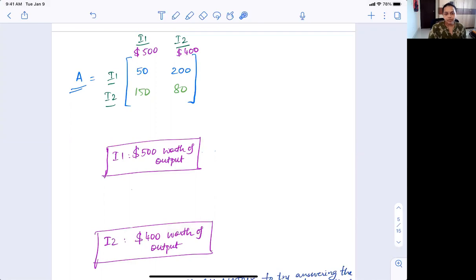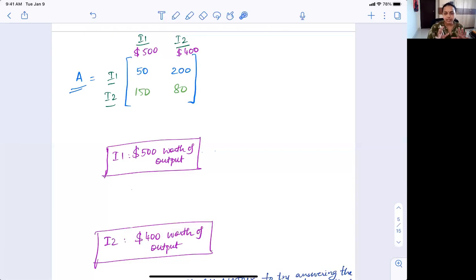Now, I want you to focus on the first row here. And what does this first row tell us? That the first industry is using 50 units of its own output in its own production. And it's then using 200 units in producing the output of the second industry.